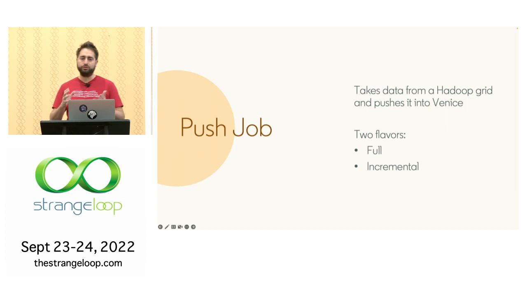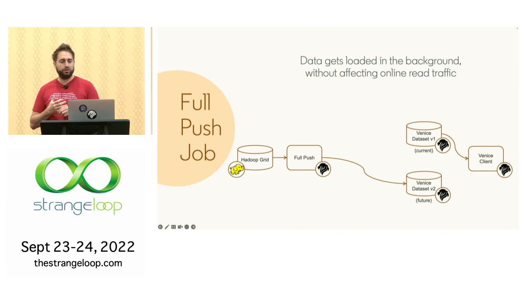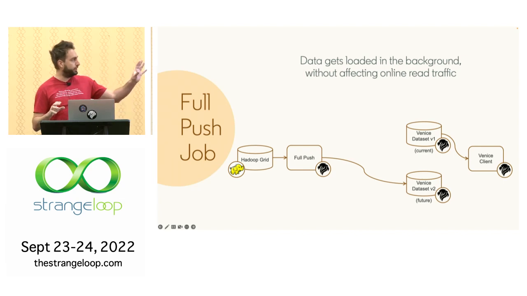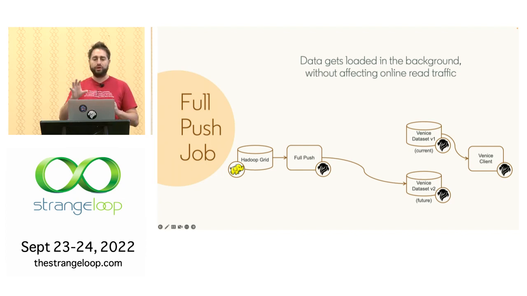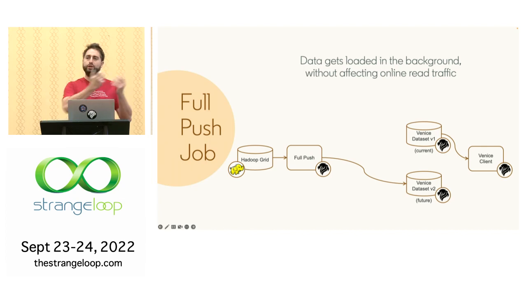We have 2 flavors, the full push and the incremental push. The full push works in the following way. I've got several diagrams that look like this, so I'll just walk you through what that means, right? On the right-hand side, you've got the client that is reading data out of Venice. And in this scenario, I'm showing that it is reading out of the current version of the data set, which is V1. This is an important concept right there. In Venice, data sets are versioned, and the version keeps rolling forward over time, right?